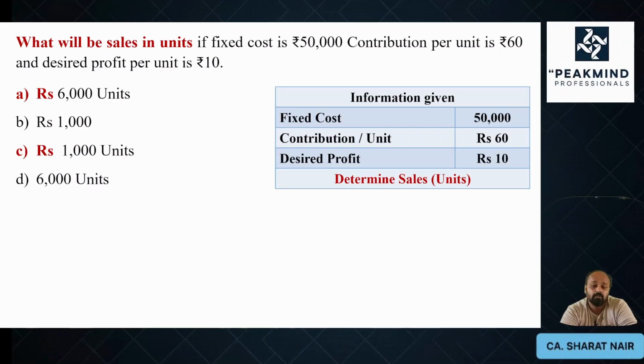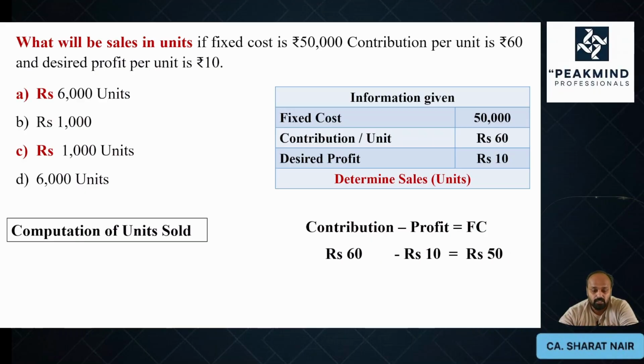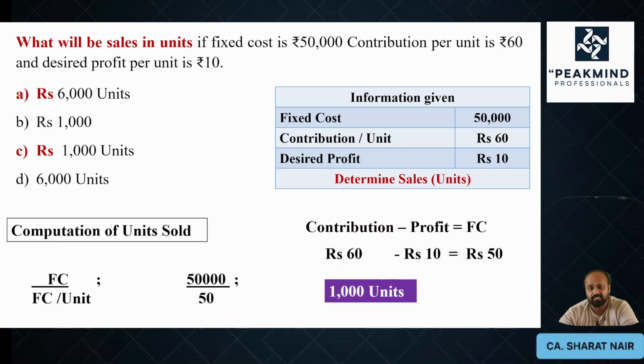Now see, fixed cost is given as 50,000, contribution per unit given is 60 rupees, and desired profit is given as rupees 10. Now here again, for computation of units sold, we need to do the contribution minus profit is equal to fixed cost per unit. This problem is again along similar lines to the last one. So 60 minus 10 is equal to 50. Fixed cost divided by fixed cost per unit, which is 50,000 divided by 50, I will get 1,000 units.